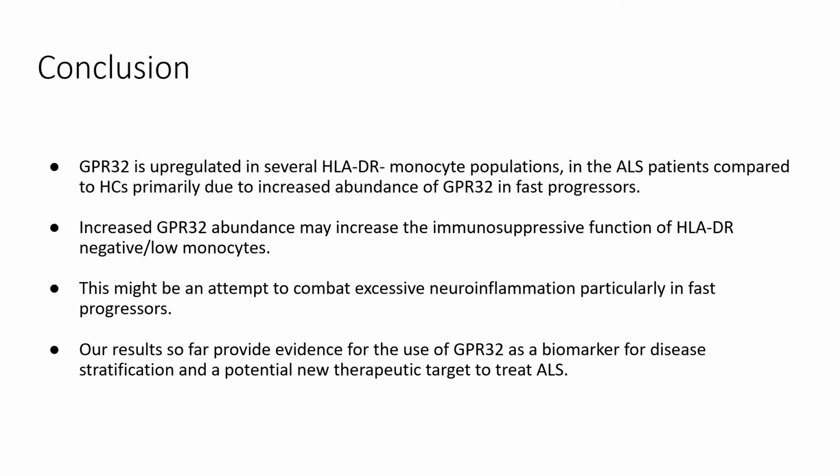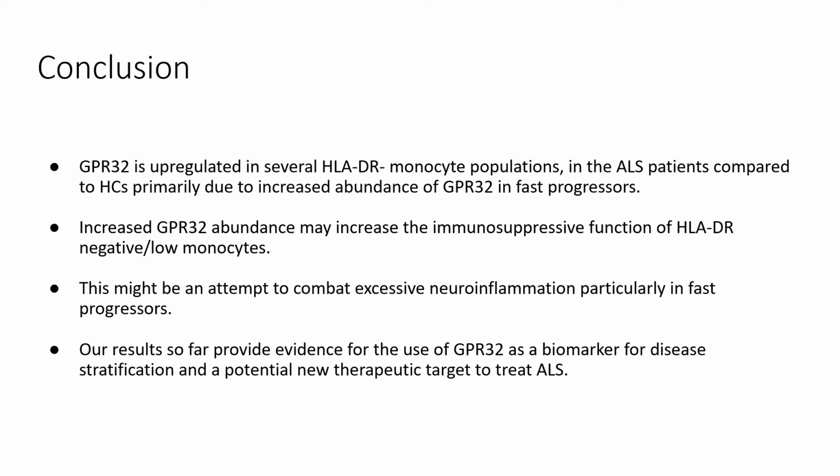So what conclusions can we draw from this? We've identified that there's an increased abundance of GPR32 in a number of HLA-DR negative monocyte cell populations in people with ALS versus healthy controls. And this is primarily driven by an increased GPR32 abundance in fast progressors.